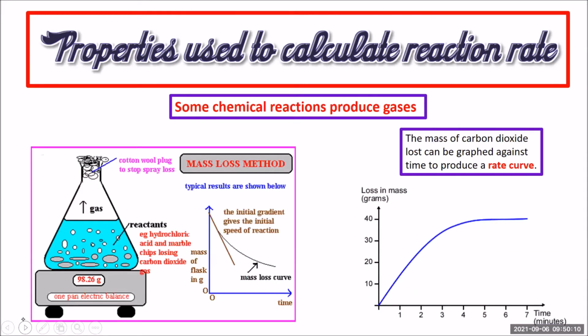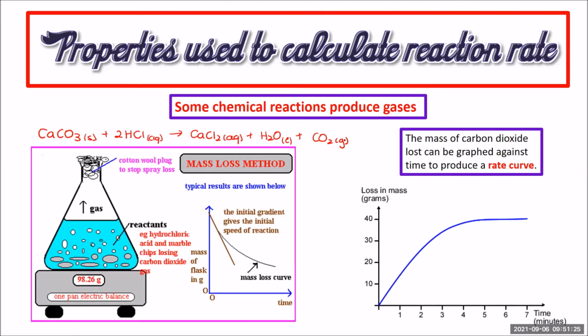One of the properties that's used to study the rate of reaction is the mass of the substance, and this is particularly useful for reactions that produce gases. As the gas escapes from the flask, the mass of the flask is going to decrease. Let's have a look at the reaction between hydrochloric acid and marble chips. Marble chips are calcium carbonate, and of course when a carbonate reacts with an acid you get water and carbon dioxide produced, and that carbon dioxide can escape from the flask. As the carbon dioxide escapes from the flask, the mass will decrease.